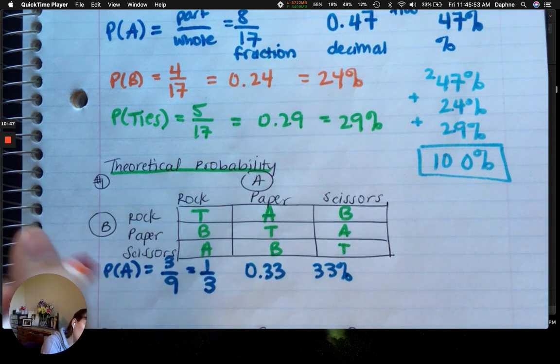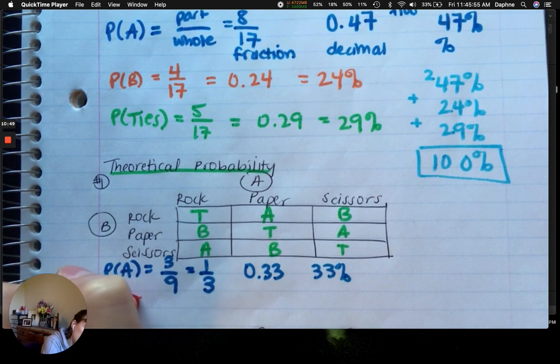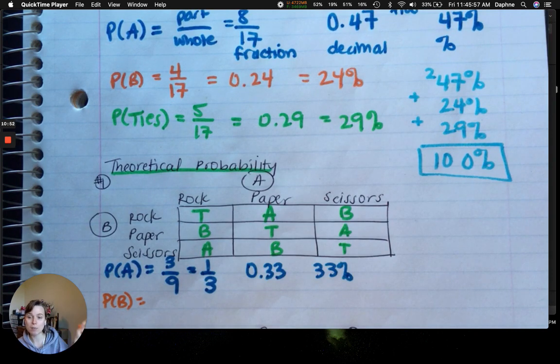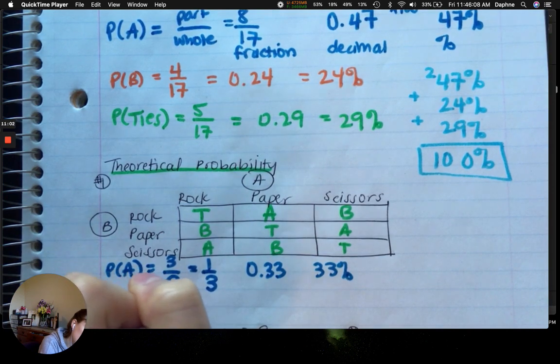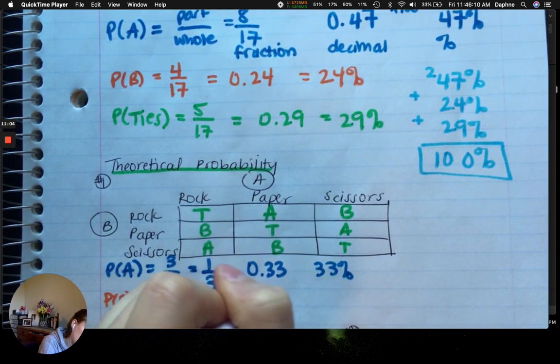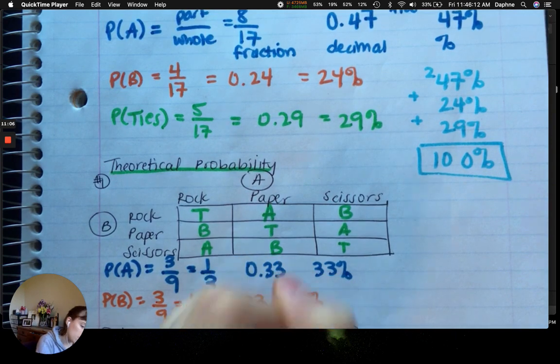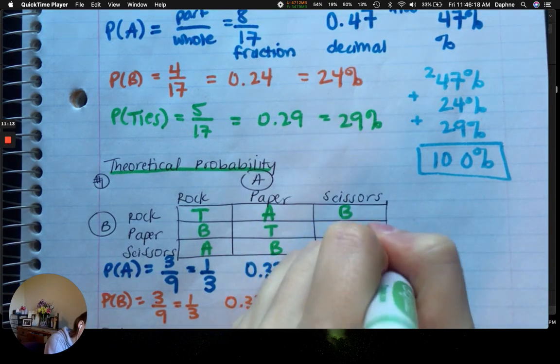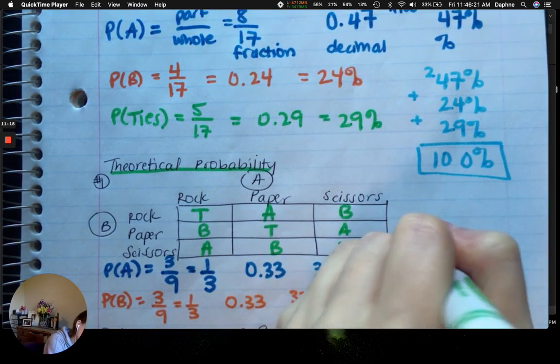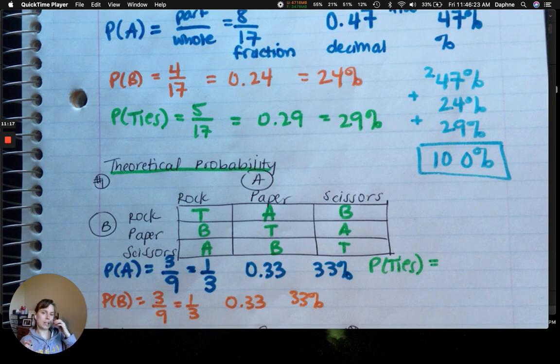What about probability that B wins? Of these theoretical games that did not actually happen, hypothetically, how many games did B win out of how many? B would have won 3 out of 9 as well. So keeping the same numbers. And then I need green. And then probability of ties. I want you to pause the video, complete that one on your own.